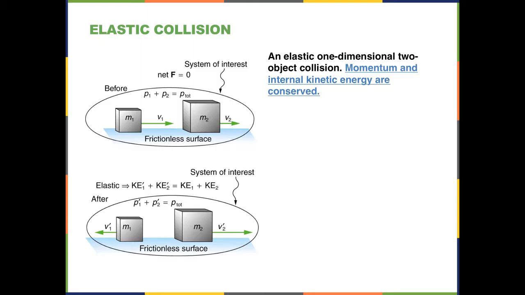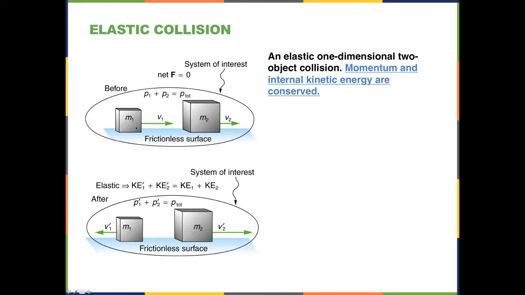Now, there are two kinds of collisions that we have to talk about, and the first one is called an elastic collision. An elastic collision in a one-dimensional situation is where the momentum and the internal kinetic energy, that is the kinetic energy within the system of interest, are conserved. So both the momentum and the internal kinetic energy are conserved.